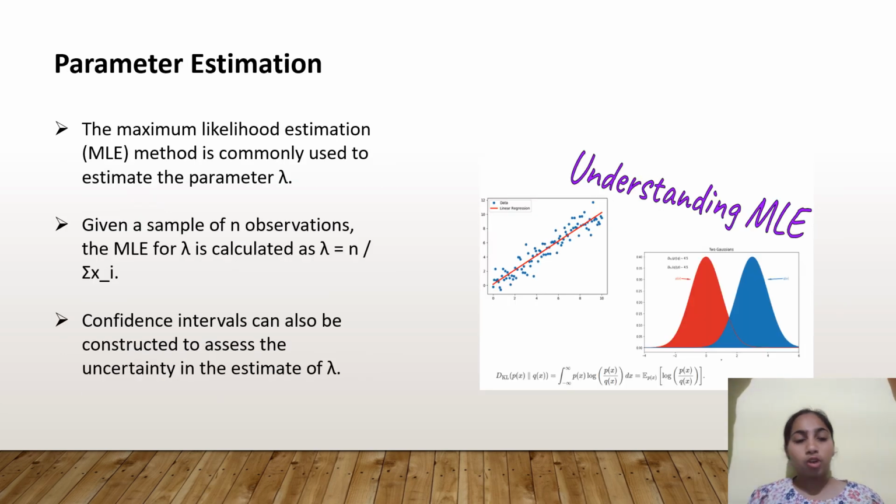And then we will move on to the next slide, that is parameter estimation. The maximum likelihood estimation, MLE, method is commonly used to estimate the parameter lambda given a sample of n observations. The MLE for lambda is calculated as lambda is equal to n divided by summation of xi, and then confidence intervals can also be constructed to assess the uncertainty in the estimate of lambda.